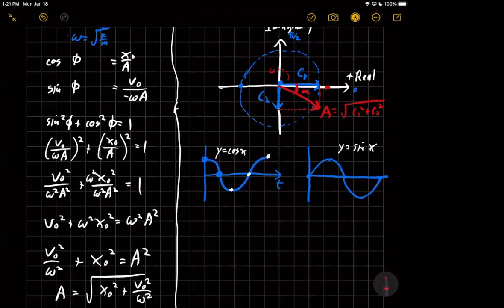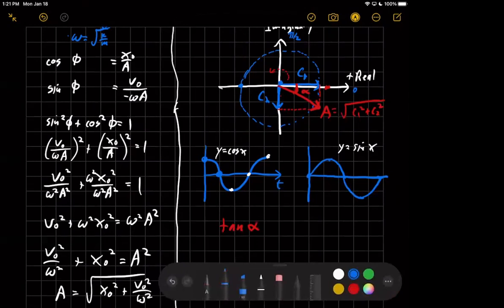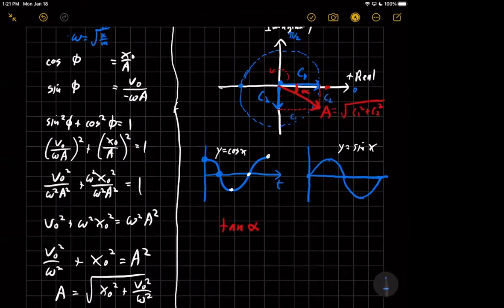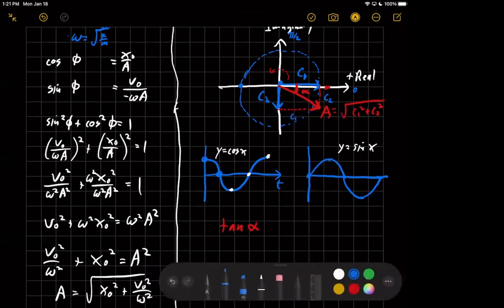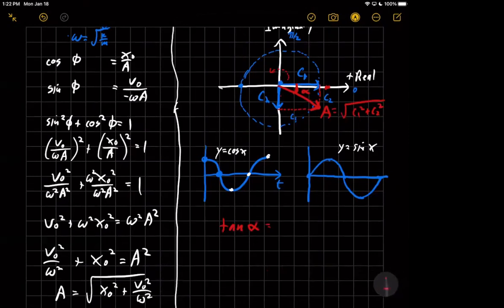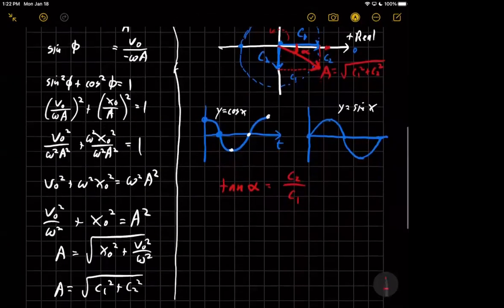Well, if we look at alpha and the trigonometry here, we could say what the tangent of alpha is. Opposite to alpha would be the side C2. C2 would also be over there and C1 would be down there. So C2 is opposite to alpha. So we could say tangent of alpha is C2 over C1. So we could figure out what alpha is.